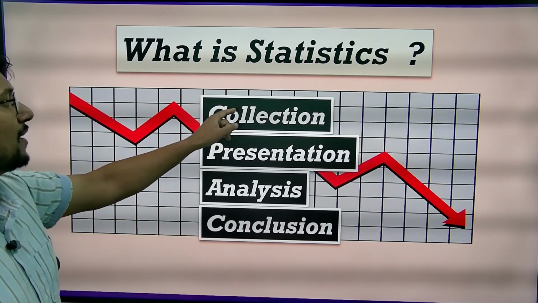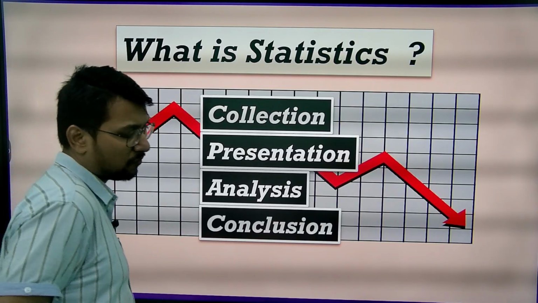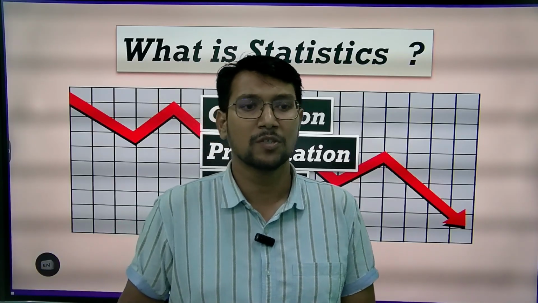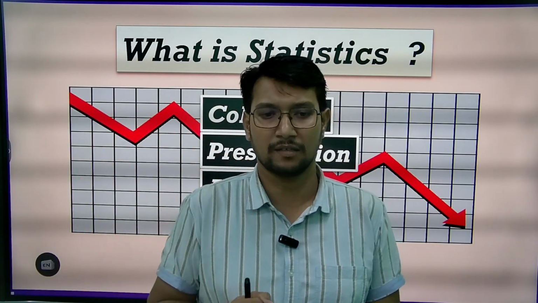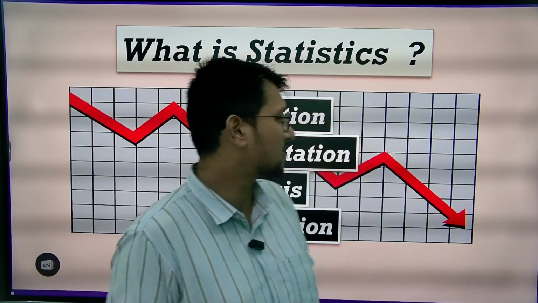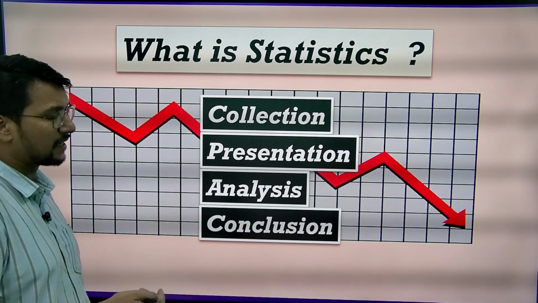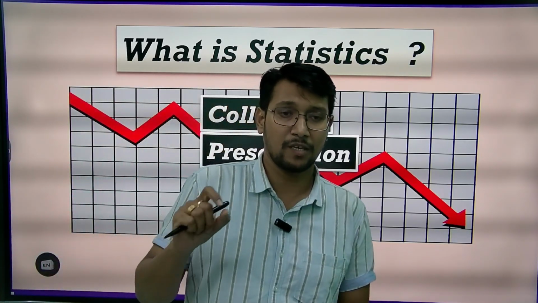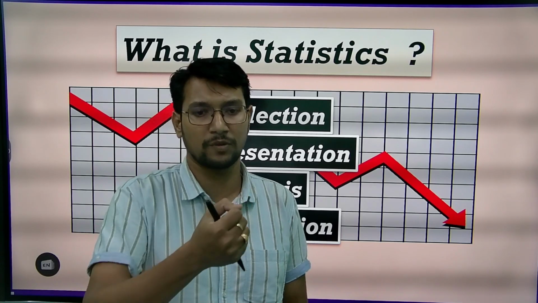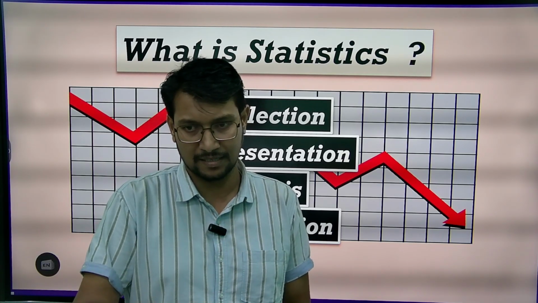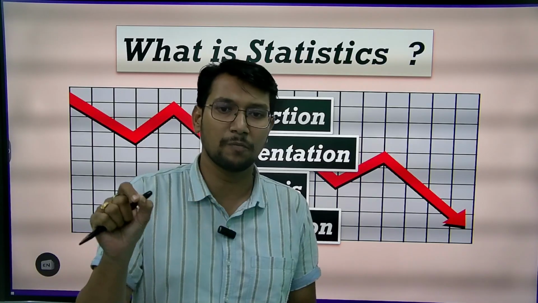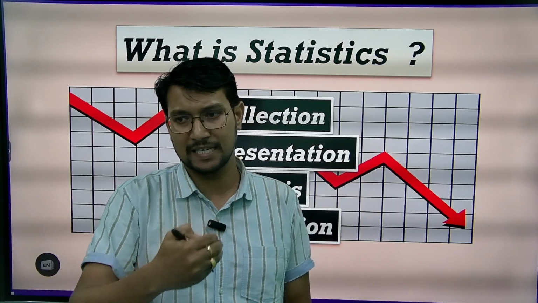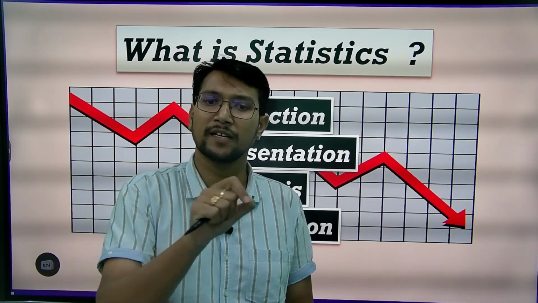So first, what is collection? Whenever data is represented in a tabular form, some data has been collected, then it is represented. Take marks, the result of a student or of a class. First the data has been collected: the teacher or evaluator checked the copy, and then those marks have been collected and put in tabulated form.